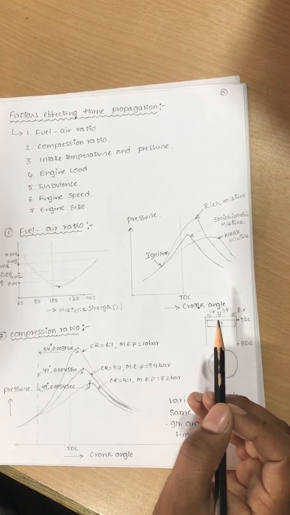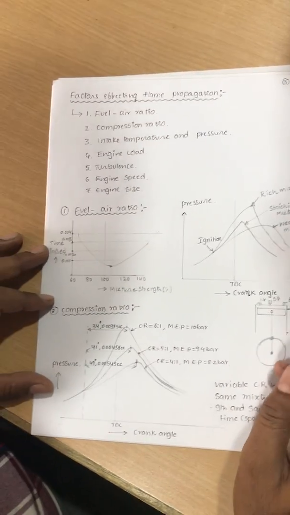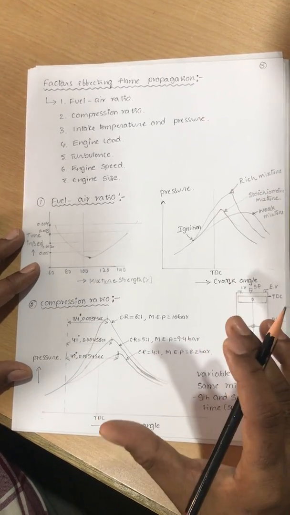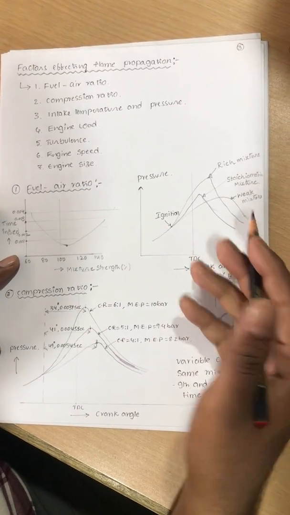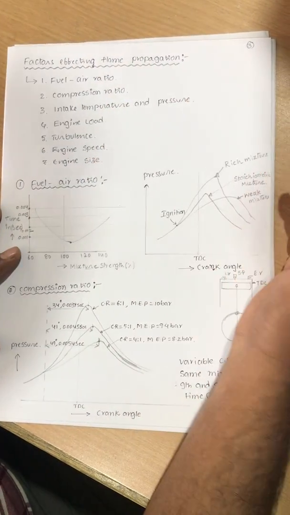If I consider fuel air ratio, for example, if I supply lean mixture to the engine, in the lean mixture less amount of fuel is there, more amount of oxygen is there, so less thermal energy is released. Less thermal energy means automatically temperature is less. When temperature is less, automatically the flame speed is reduced.